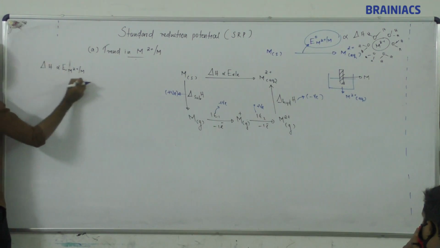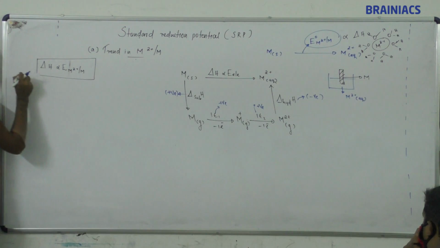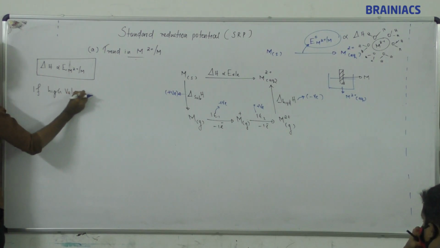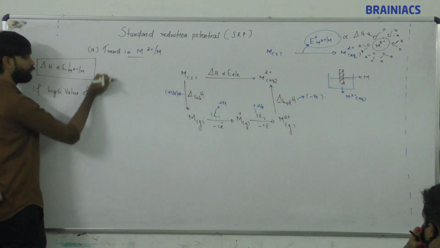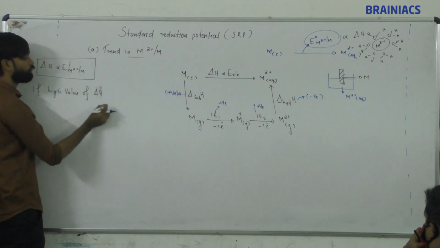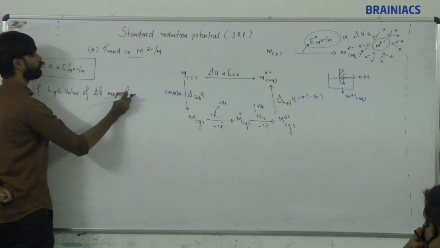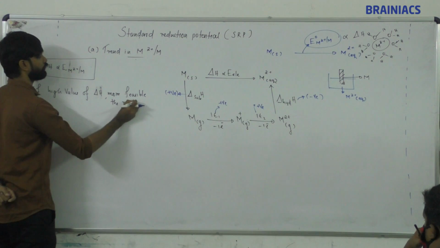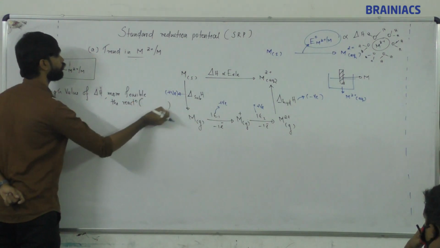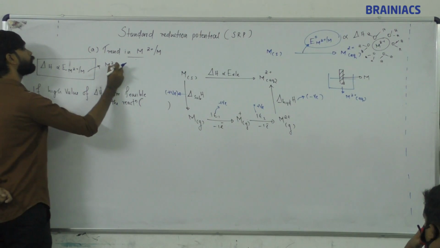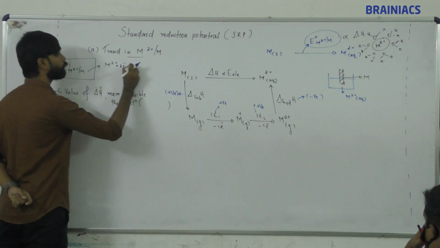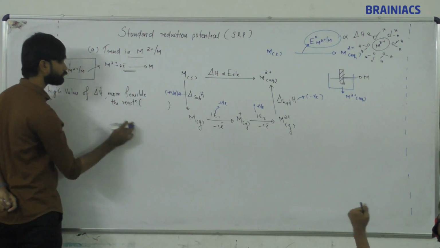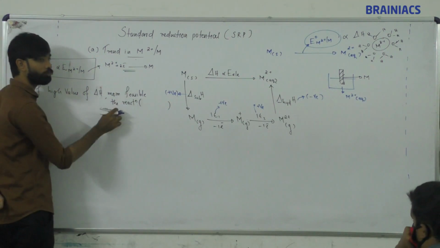Fine. Moreover, if delta H has a high value, the reaction will be more feasible, which means the reduction M2+ plus 2 electrons gives M will be more feasible. So the higher the value of delta H, the more feasible will be the reaction.